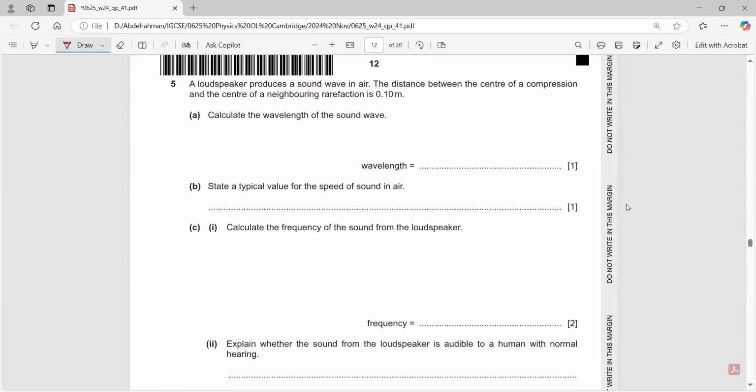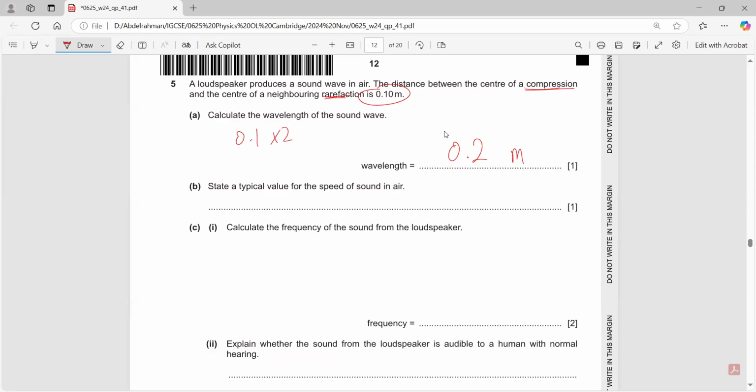A loudspeaker produces a sound wave in air. The distance between the center of a compression and the center of the neighboring rarefaction is 0.1 meters. Calculate the wavelength. Is it 0.1? No, it has to be 0.2. Why did I multiply by 2? Because this is the distance between a compression and a rarefaction. It has to be the distance between two successive compressions, or two successive rarefactions.